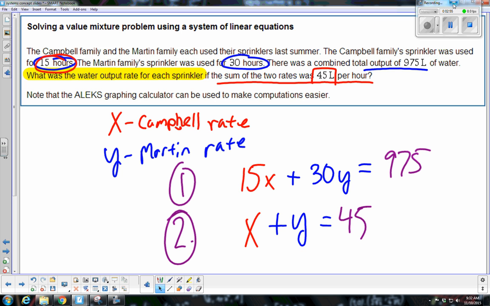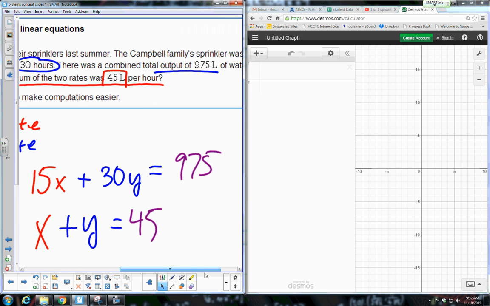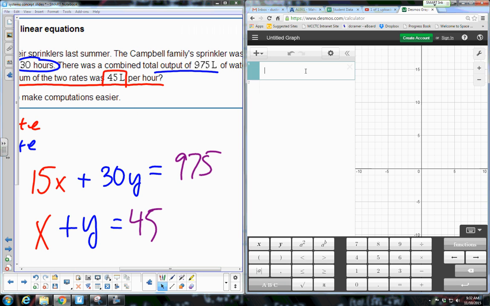You have lots of ways you could solve this, but my personal favorite would be just to graph it. You can use substitution, elimination, or you can go to Desmos, type it in, 15x plus 30y equals 975. Okay, so that's one equation. Here's the other equation, x plus y equals 45. Here's your other equation.